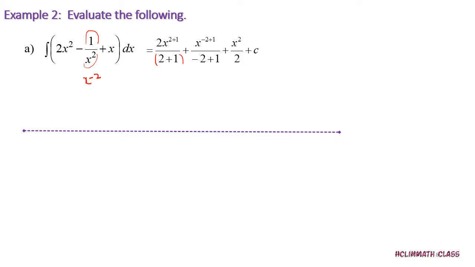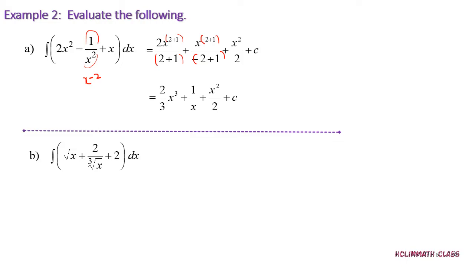So this one we just bring down from here. And the next one is plus x to the power minus 2 plus 1, the index or the power plus 1, so divide by the power plus 1. And x is plus 1, 1 plus 1 you get 2, over 2, plus the c. After that you just simplify. So we get 2 over 3 x cubed plus 1 over x plus x squared over 2 plus the c.